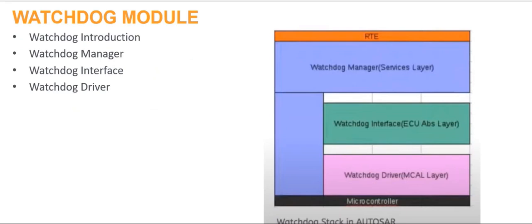Now, in AutoSAR, this watchdog module is divided into different layers. Coming from the top layer, the service layer, we have a watchdog manager. Then in the ECU abstraction layer, we have the watchdog interface, and in the MCL layer, we have the watchdog driver. So these are the three components of the watchdog in the AutoSAR architecture.